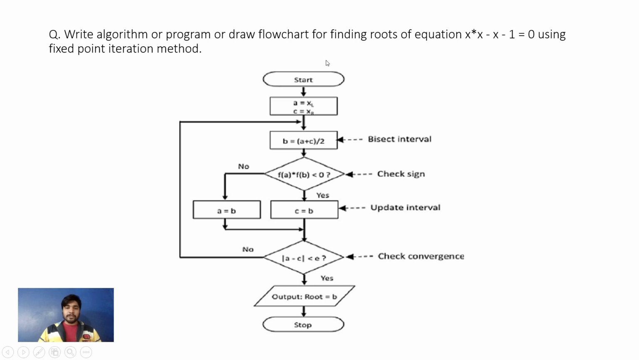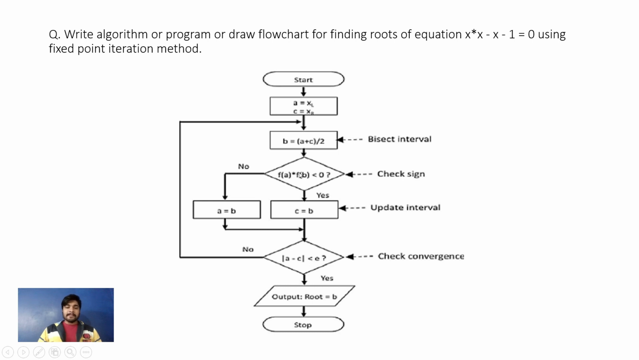Now starting the flowchart. First of all, assigning a equals xl and c equals xu. Now doing bisector interval, that is b equals (a plus c) upon 2.